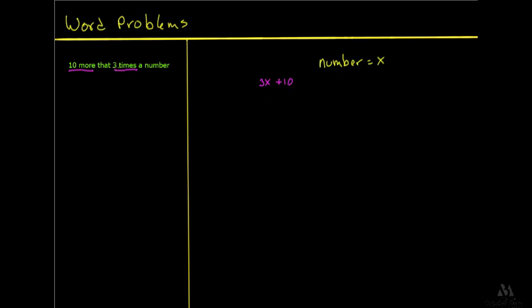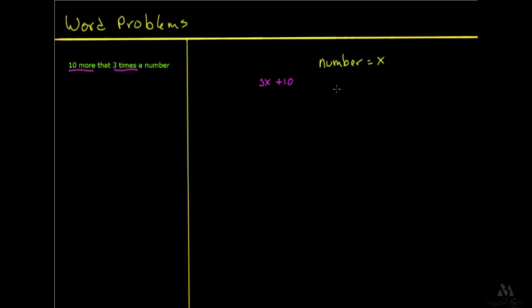So does that make sense? 3 times and 10 more. So 10 more than 3 times the number. Well, we've got 10 more, that's plus sign, then 3 times this number. And I'd say yes, we've figured out the expression that we're asking for.